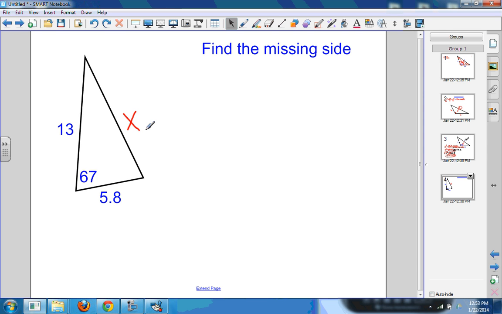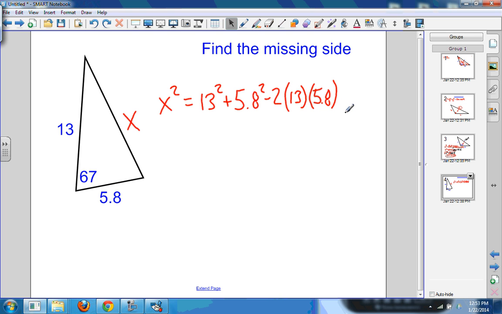If I work through it, we're looking for a missing side x. So, the law of cosines tells me that that missing side squared is equal to the sum of the squares of my other two sides minus 2 times my other two sides multiplied together, 13 times 5.8. It's a really long formula. If we have room, times the cosine of the angle opposite my unknown side I'm looking for.